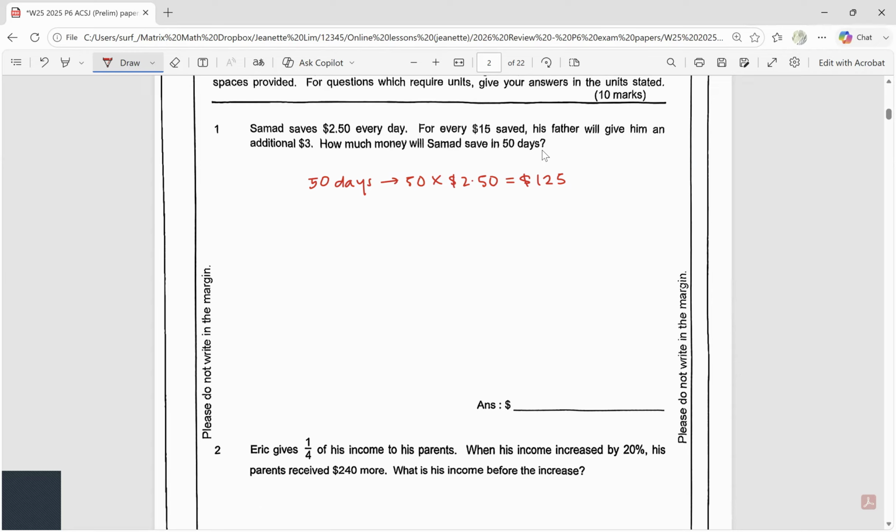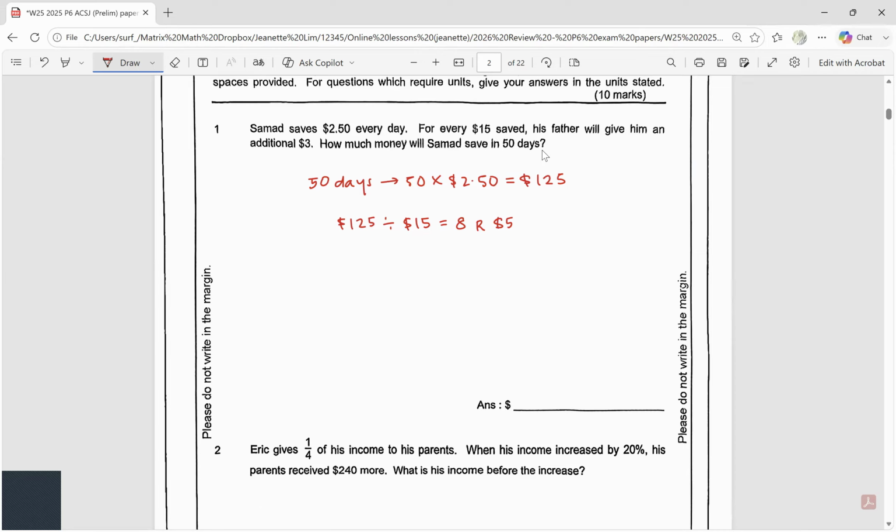So we take $125 divided by 15. If you use a calculator, you get 8 point something, but find your answer with remainder. So the whole number is 8. 8 times 15, you get 120. So there is a remainder of $5.